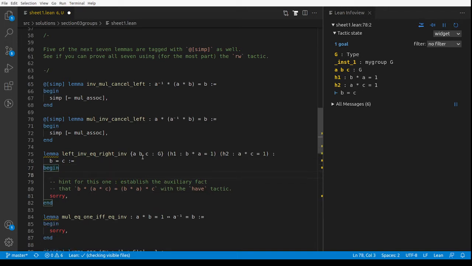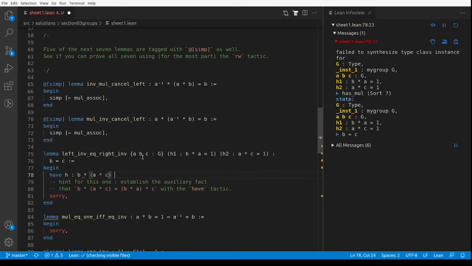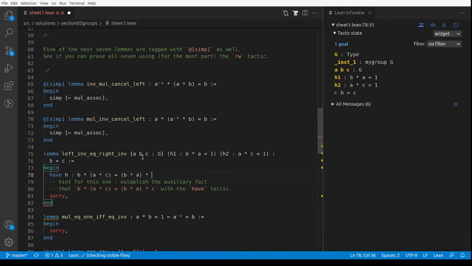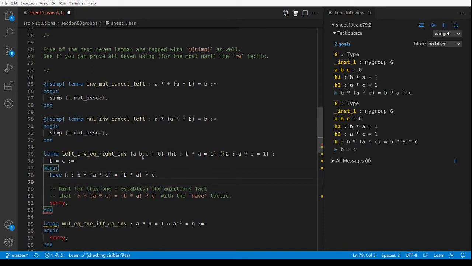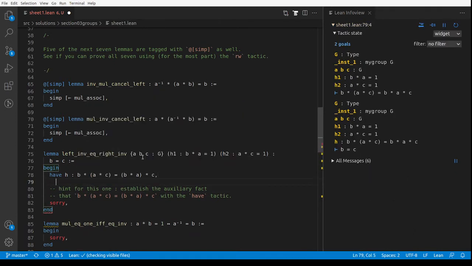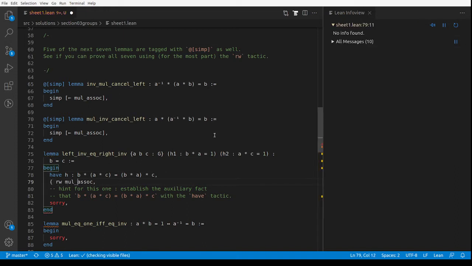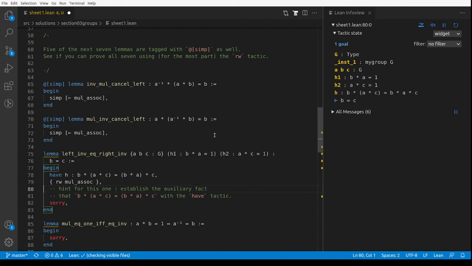So one way to prove this, I guess we could do have H: B times A times C equals B times A times C there, and I guess the proof of that could be exact, well, it's not quite mul_assoc because the brackets are the wrong way around, so maybe rewrite mul_assoc, that would do that. You see, we had two goals there, so we should maybe put that in brackets like that.